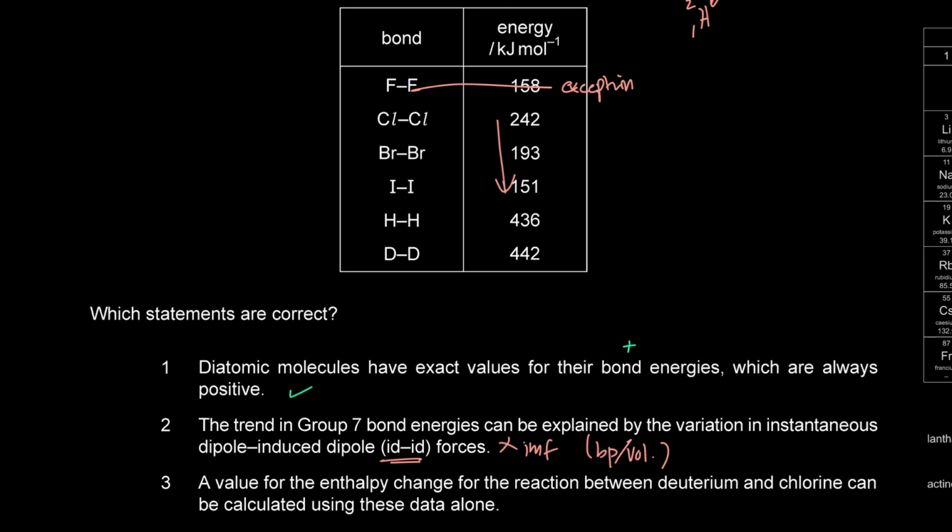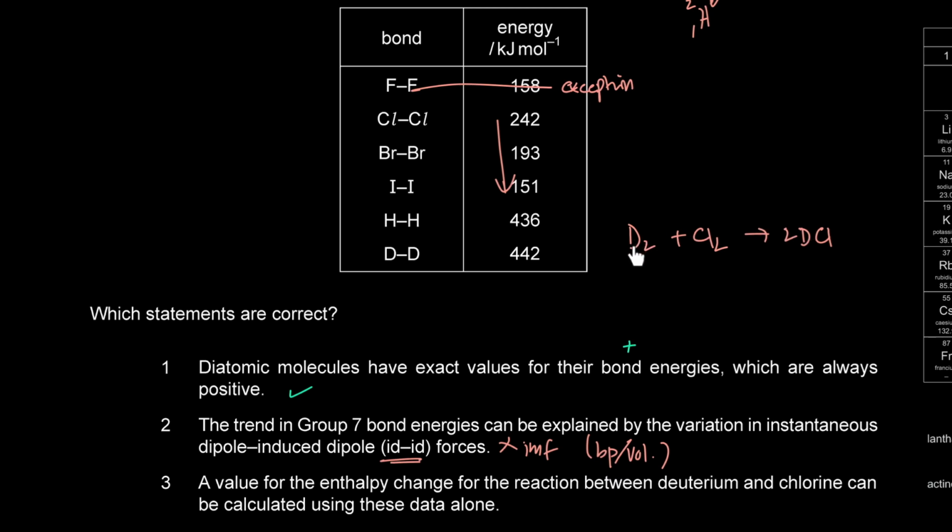Statement 3 says the value for the enthalpy change for the reaction between deuterium and chlorine can be calculated using these data alone. That is not true. If we had a reaction between deuterium and chlorine, again, think of deuterium as just an isotope of hydrogen, we'd get deuterium chloride, similar to HCl.